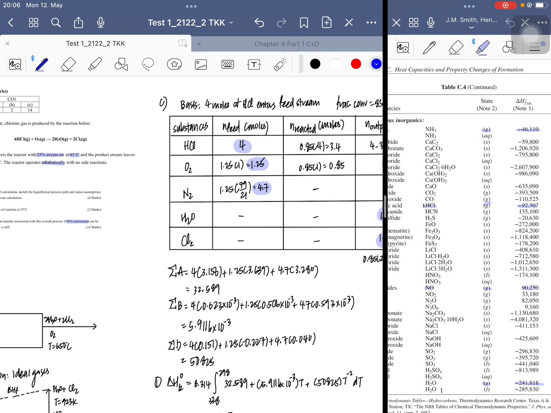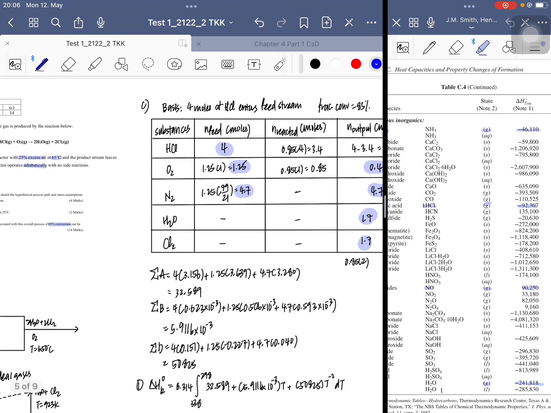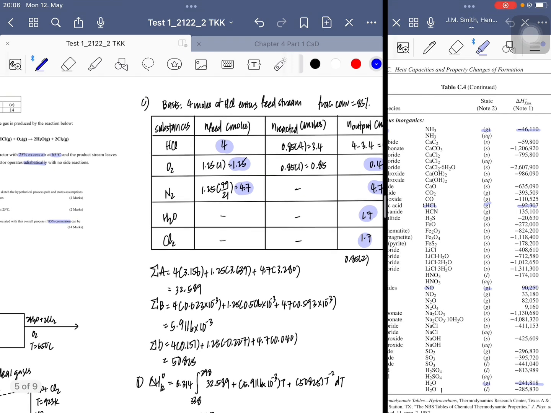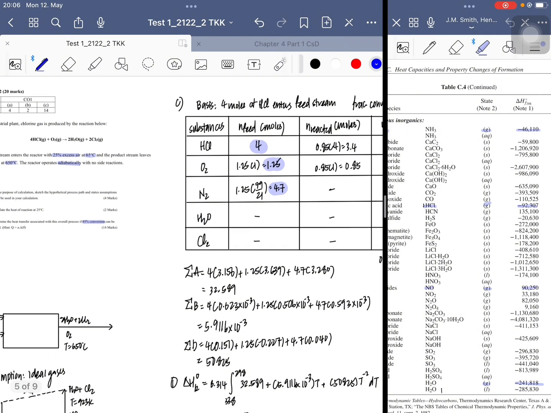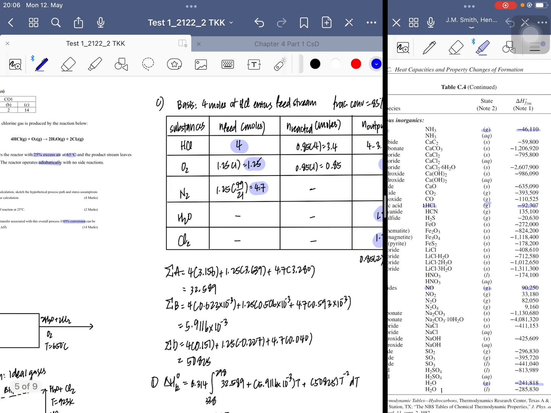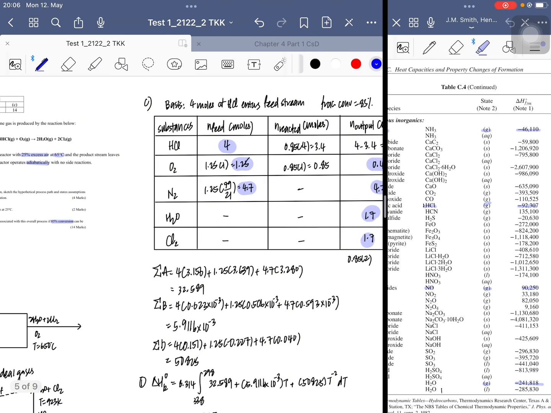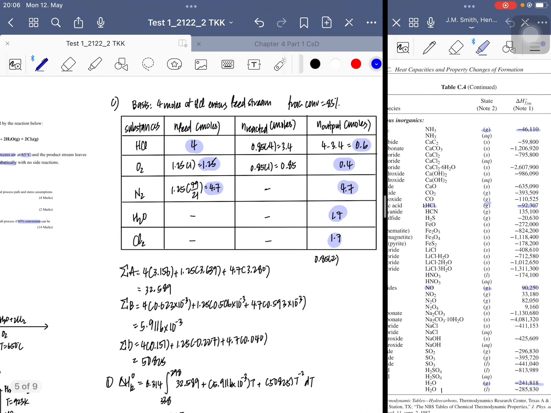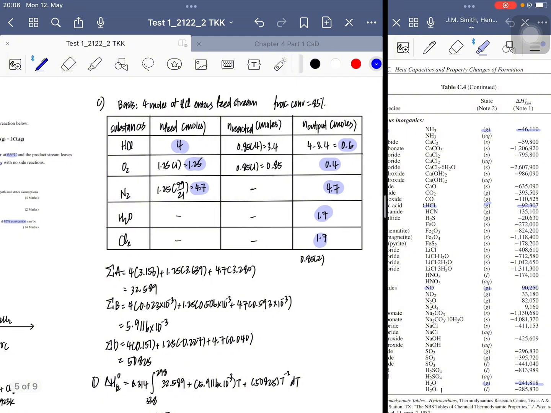Yeah, 3.4 moles of HCl are reacted. And same thing here, 0.85 times 1, which is 0.85. The reason why I times 1 instead of 1.25 is because 1.25 is excess. So I times by 1. 1 is the moles of oxygen that is not in excess. So by stoichiometric coefficient, it's just 0.85 times 1 mole. So I get only 0.85 moles of oxygen that is reacted.